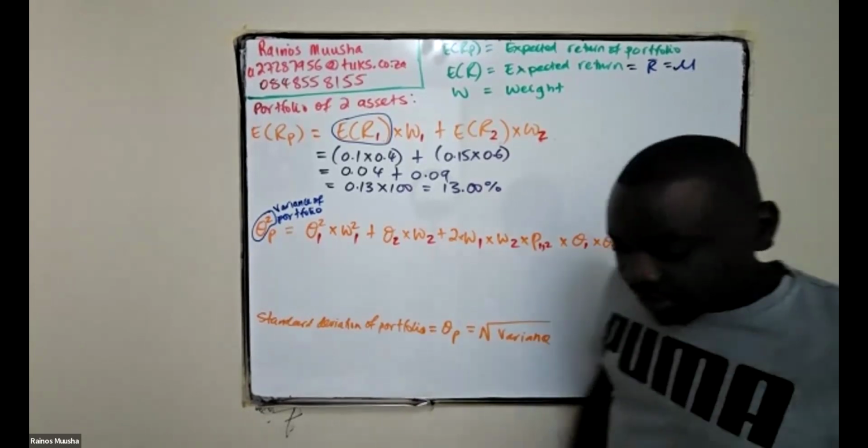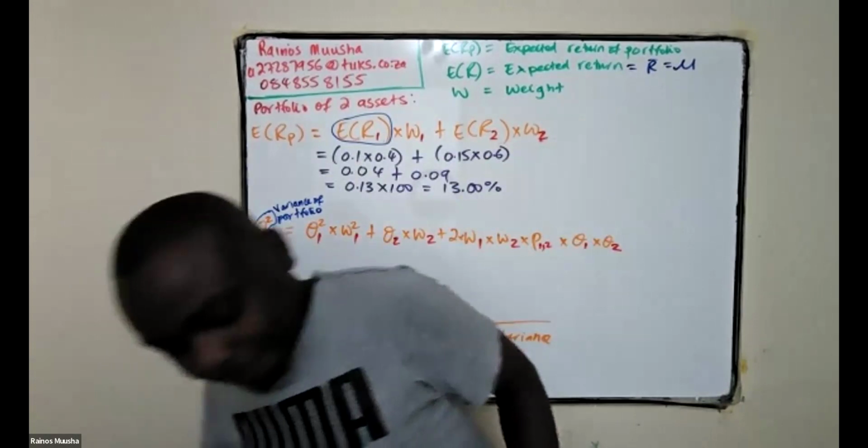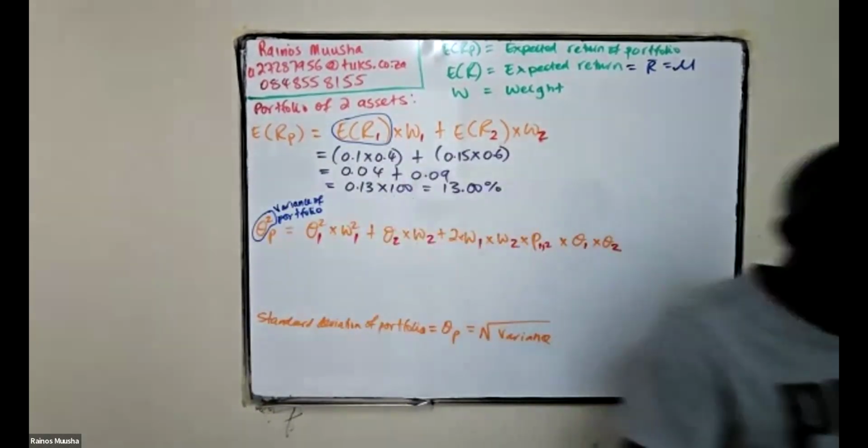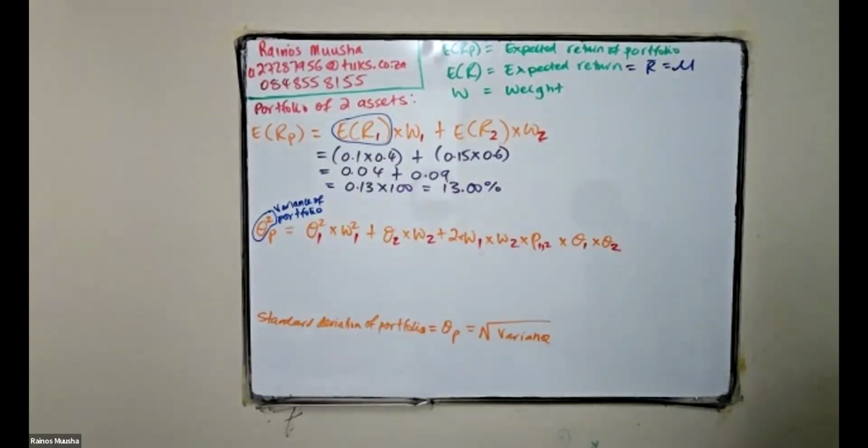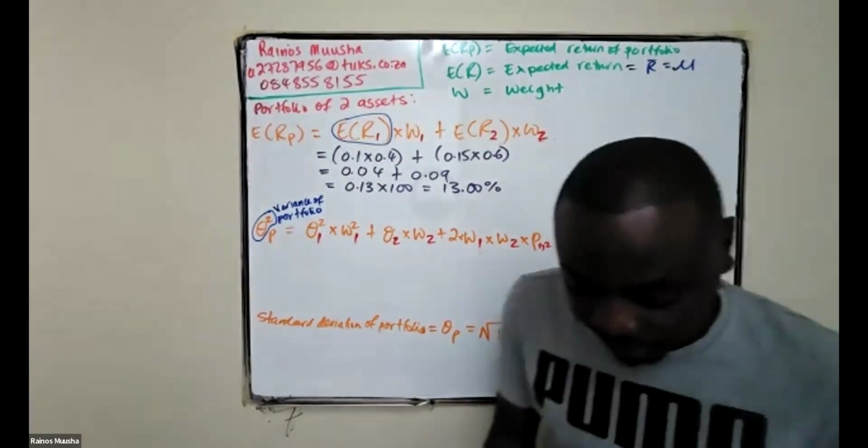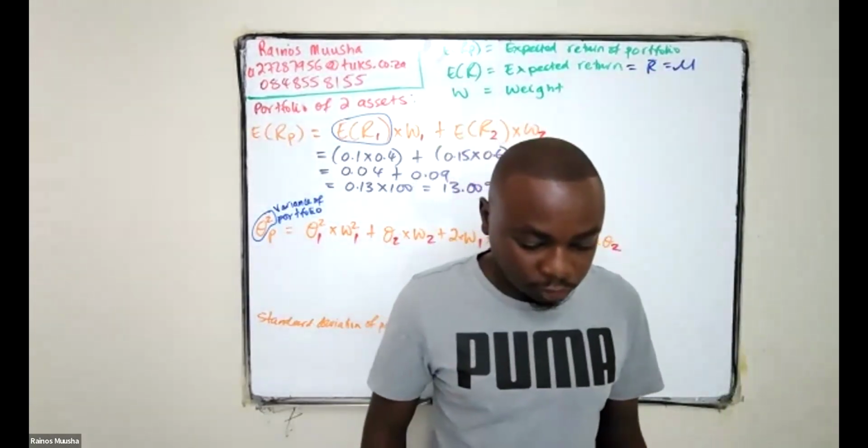Are there any questions on what we have covered so far? So we can now move on to the calculation of the variance for a portfolio.